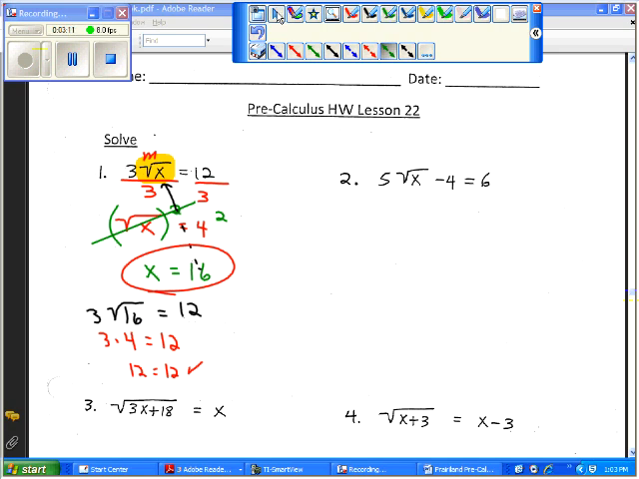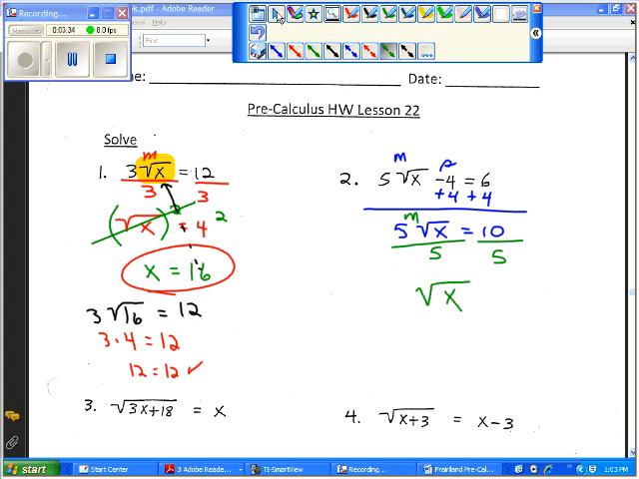Number 2, we're wanting to isolate the square root. It has multiplication and subtraction on it. We're undoing to isolate. Which one do you undo first? Subtraction by addition. So we would have 5 square root x equal 10. Now we're going to undo multiplication by division. We get square root x equal 2. So we have isolated the square root on one side. Once it's isolated, we're going to square both sides. The square cancels the square root, and we get x equal 4.